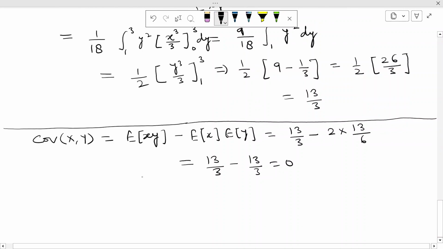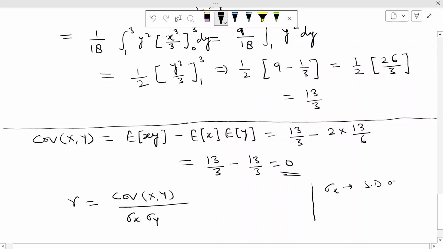Now since this covariance of xy is 0, our correlation coefficient r, which is defined as covariance of xy divided by sigma x sigma y, where sigma x is the standard deviation of x and sigma y is the standard deviation of y. Now because we are having this covariance as 0, this r will be coming out as 0. Okay, so this is how we obtain different types of expectation and the covariance as well as the correlation coefficient.